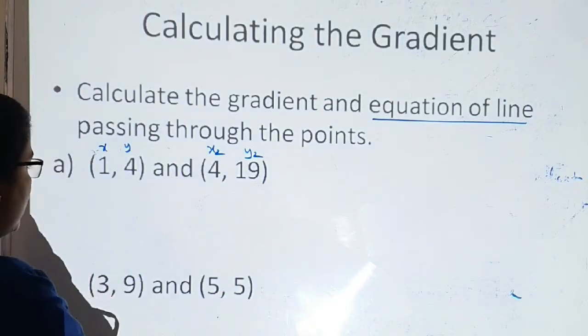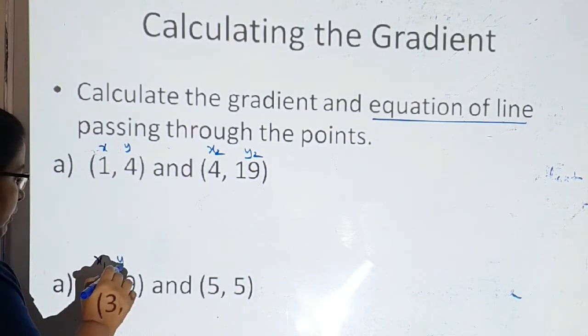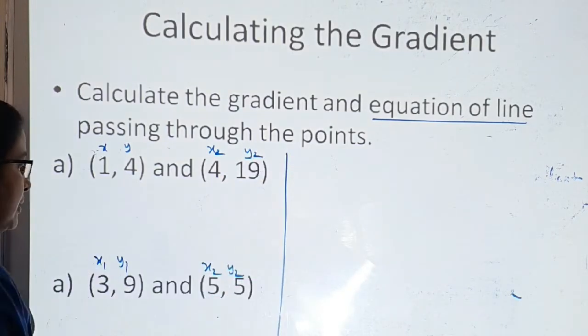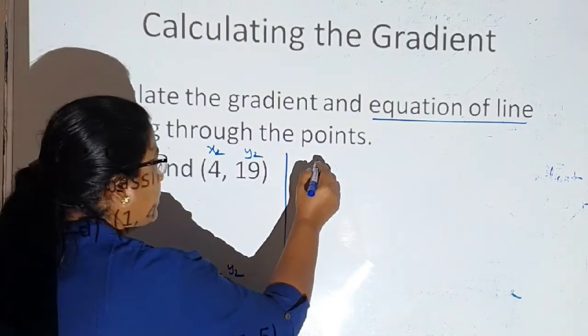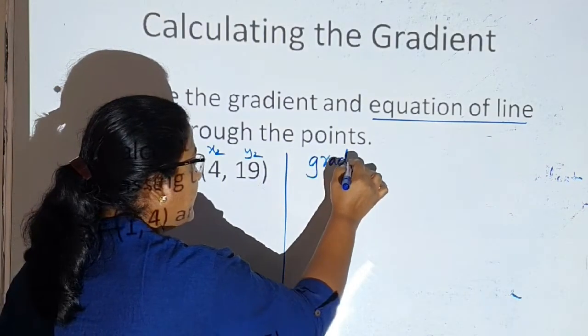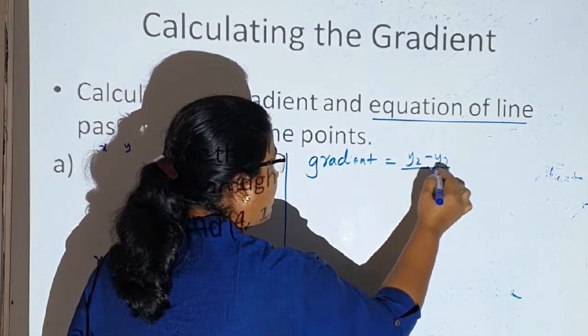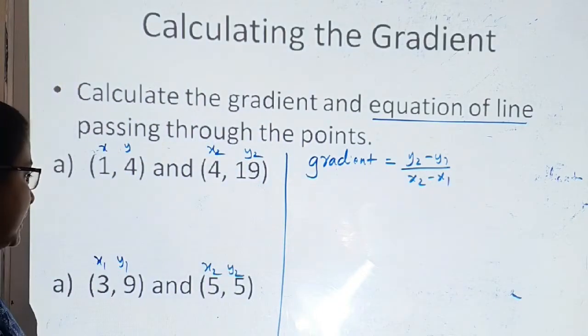Okay, we have another point here, (3, 9) and (5, 5). So I will say this is x1, y1 and this is x2, y2. First step, you should find the gradient, which is the formula y2 minus y1 over x2 minus x1. You will use that formula to find the gradient.